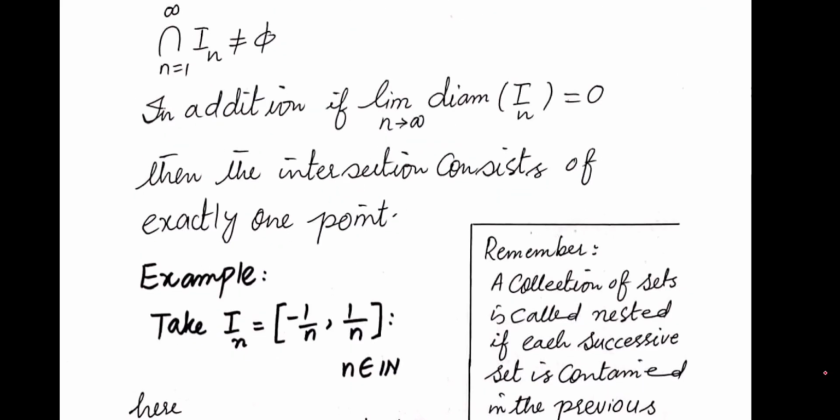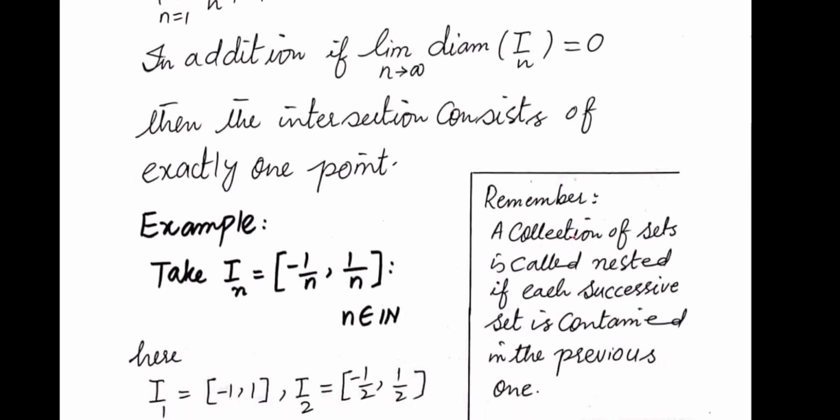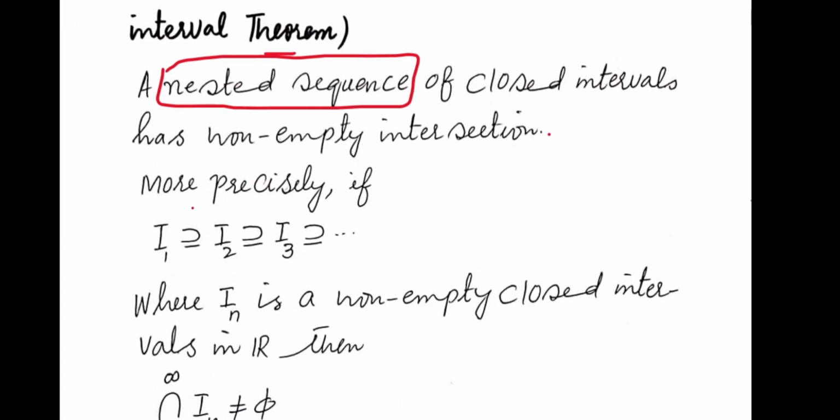A collection of sets is called a nested sequence if each successive set is contained in the previous one. For example, more precisely, we can write I1 is a superset or equal to I2, I2 is a superset or equal to I3, and so on. This procedure continues. So this sequence of intervals shows a nested sequence of intervals. Further, it is given that In is a non-empty closed interval in R.